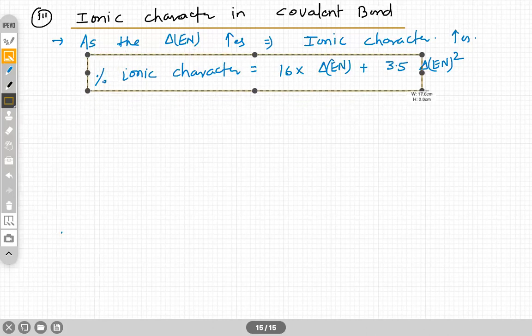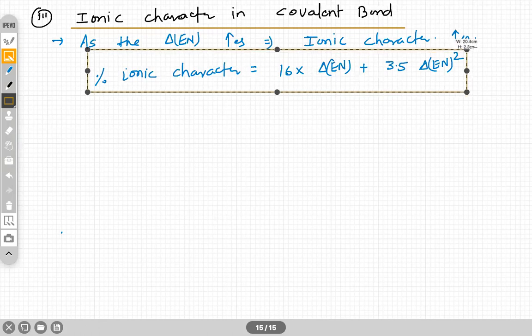Hardly will you get one or two questions on this in a chapter when you solve the questions. So not that important. This is ionic character in covalent bond. So as the difference in electronegativity increases between the two atoms in a bond, their ionic character increases. And percentage ionic character we calculate by this formula.